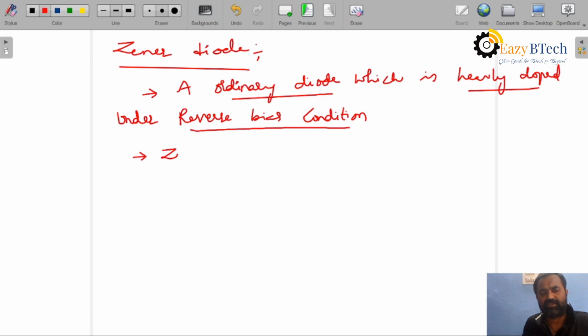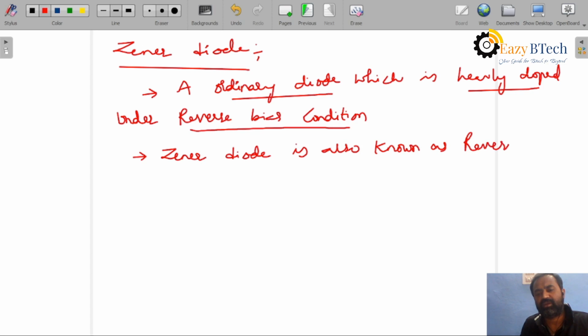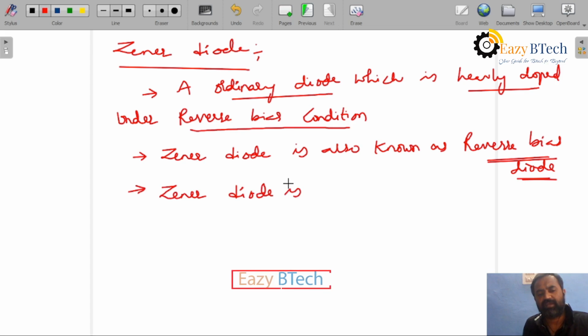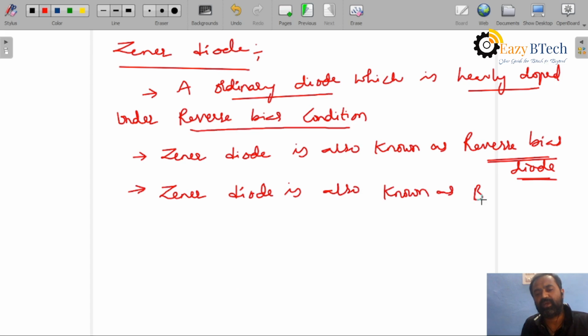Next, a Zener diode is also known as a reverse bias diode. Another name: a Zener diode is also known as a breakdown diode.